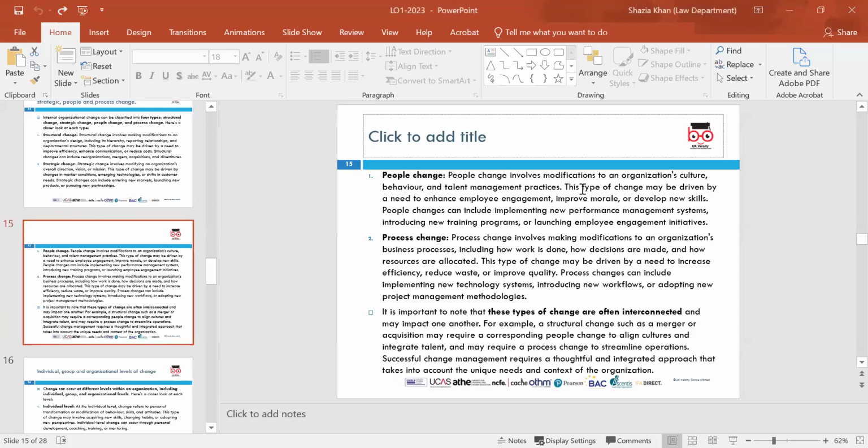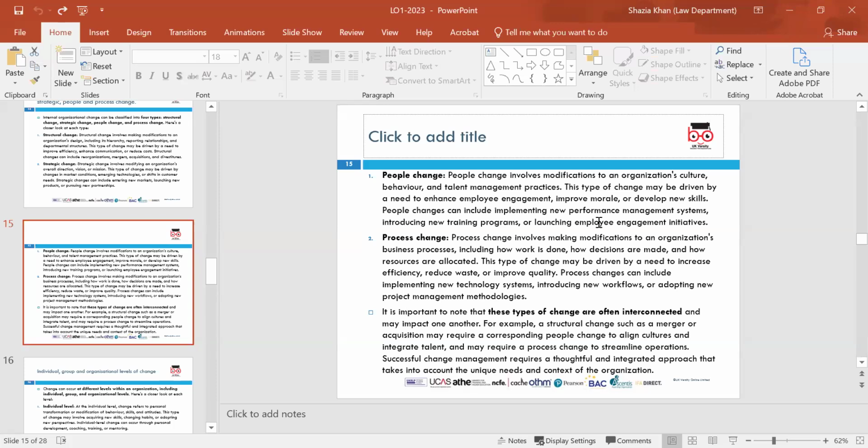People change involves modification of culture, behavior. It could be management. Could people change be a new management coming into place? Keith? I think so, yeah. It could be a new management coming into place, a new management system coming into place, new training is needed, employee engagement initiatives needed.